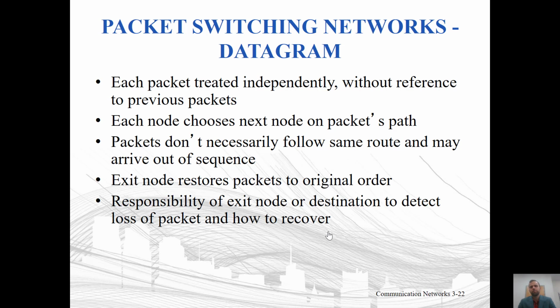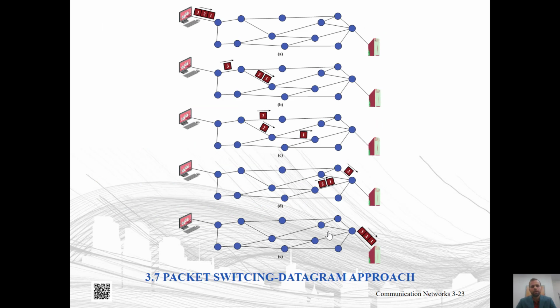And then it's the responsibility of the exit node or the destination to detect the loss of a packet and how you might recover that. So here's a pictorial representation where you have these three packets that need to be transmitted from this workstation over to the server. So essentially you have 3, 2, 1 as the order. You can see 3 routes this way, 2 and 1 end up going down here. 3 ends up going down here, over here, 2 gets routed and 1 goes this way, and then essentially they arrive here, and it's the responsibility of the exit node to actually do the reordering.